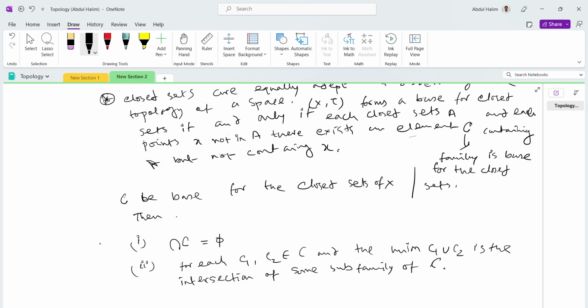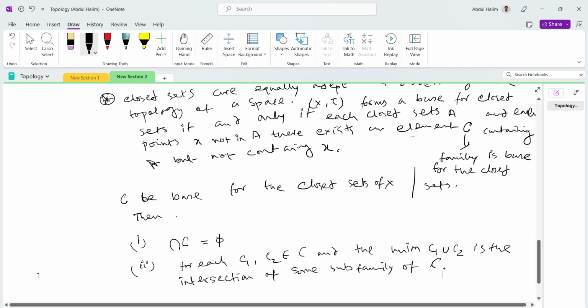So what is the fact? That is, for any x belonging to X, if x is not in C1 or C2, then there is some C3 containing C1 union C2 not containing x. That's all. So any collection of subsets of X satisfying this property forms a base for the closed sets of a topology on X. So the closed sets of the topology are precisely the intersections of the members of C.